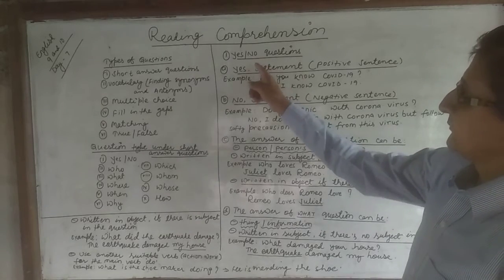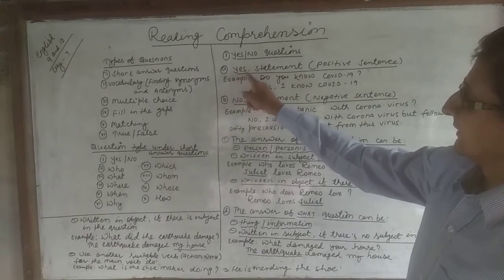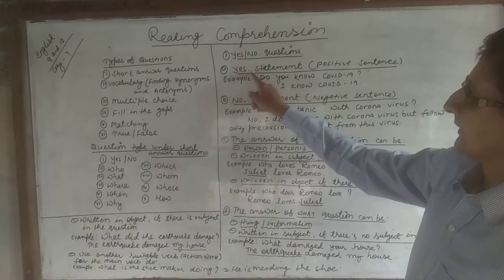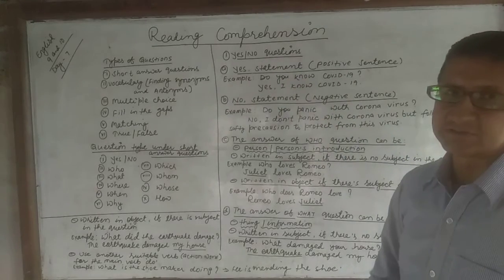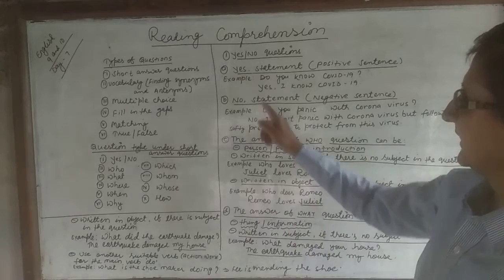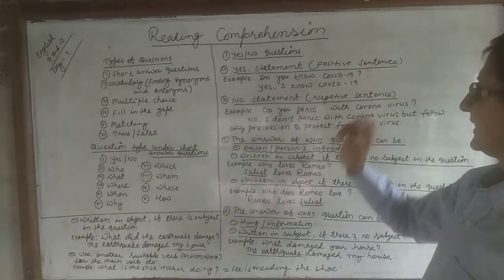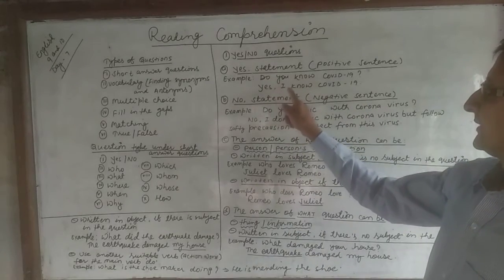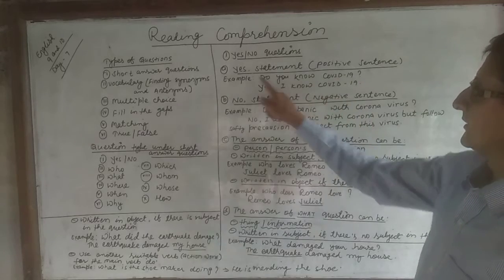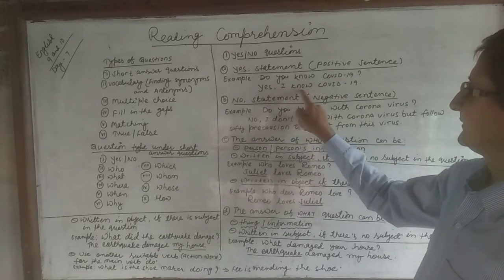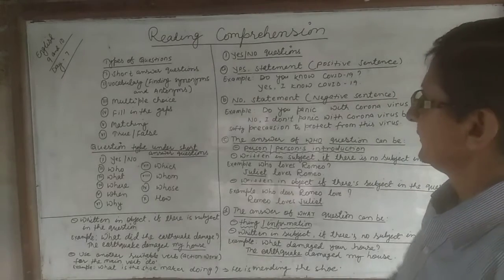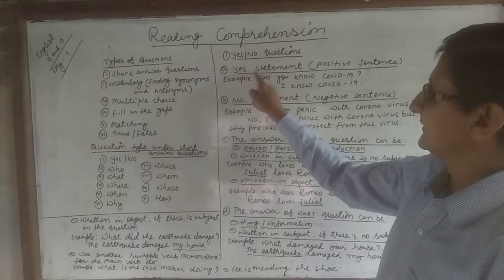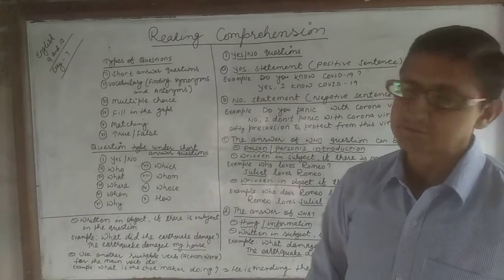We write the answer of yes no questions in this structure: we write yes and a comma, and then we write a statement in a positive sentence. Let's see the example. Do you know COVID-19? Yes, I know COVID-19. Yes, and the statement is I know COVID-19. If the answer is positive, you have to write it in this structure: yes, and after that the statement.